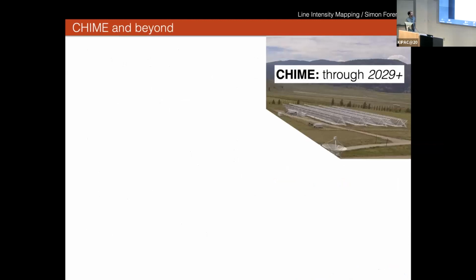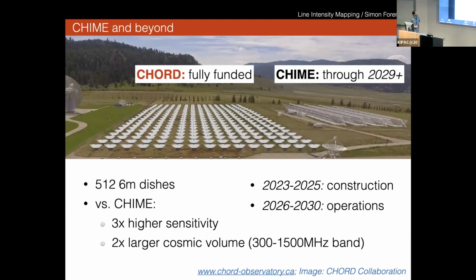The future of CHIME: we're currently applying for funding to keep it operating through 2029, and this is partially secured. But beyond this, there's a sibling experiment called CORD, which is currently being constructed right next door. This has a slightly different design, but it's designed to have better systematics control, higher sensitivity, and survey much more cosmic volume than CHIME, up to redshift 3.7. And so this will continue this theme of bootstrapping our way towards getting real, interesting cosmological constraints from 21 centimeter intensity mapping.